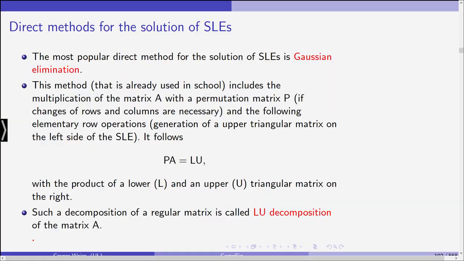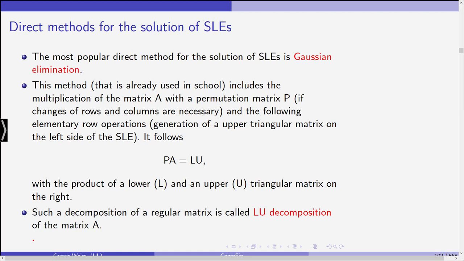So what to do now? We need methods that deal with this in some way. The most popular direct method is probably Gaussian elimination. This is a direct method. We'll later on see what is direct and what's indirect. And you've probably learned this method and used it already at school.